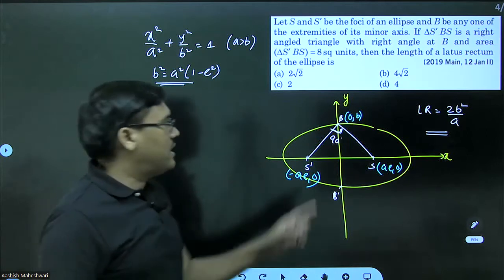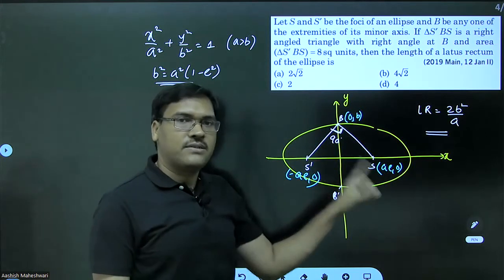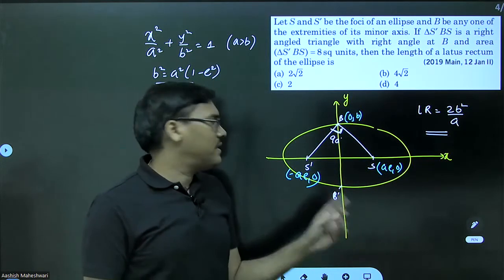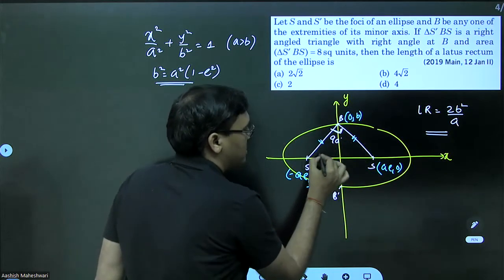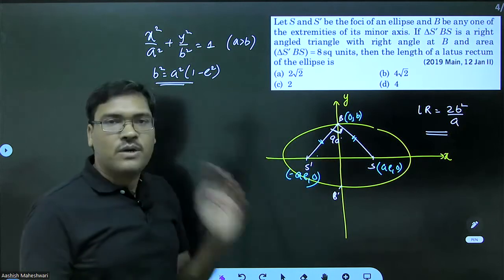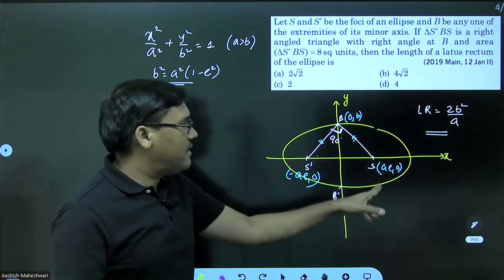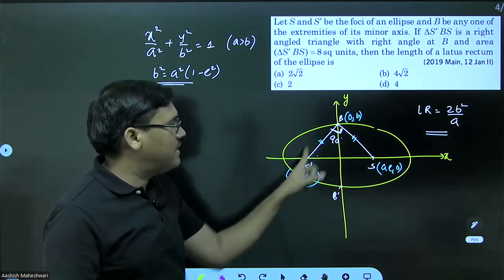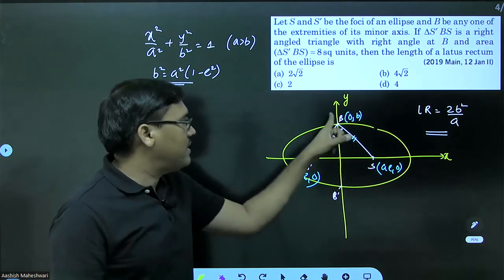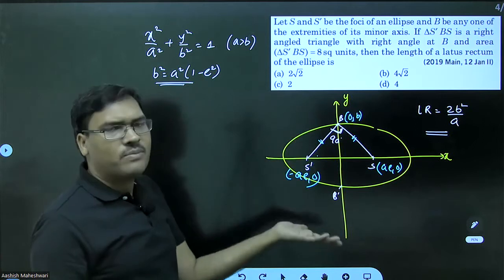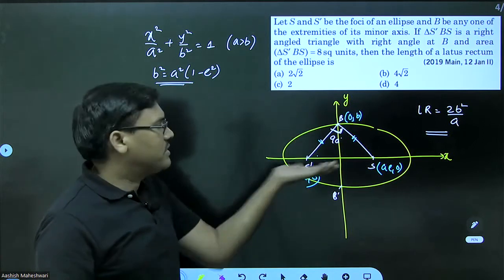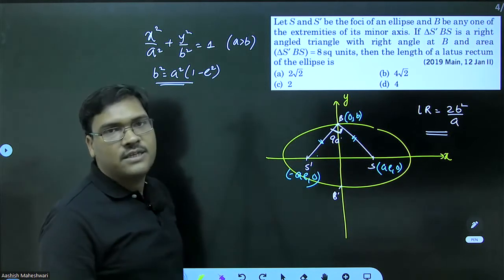So one way is you can apply Pythagoras theorem. Another way, definitely these two lengths will be equal, so this is 45 degrees, and you can apply trigonometry also. Or otherwise, if this angle is 90 degrees, then slope of this line into slope of this line, m1 into m2, will be equal to minus 1. So there are different ways to apply the same thing. I hope this is clear.